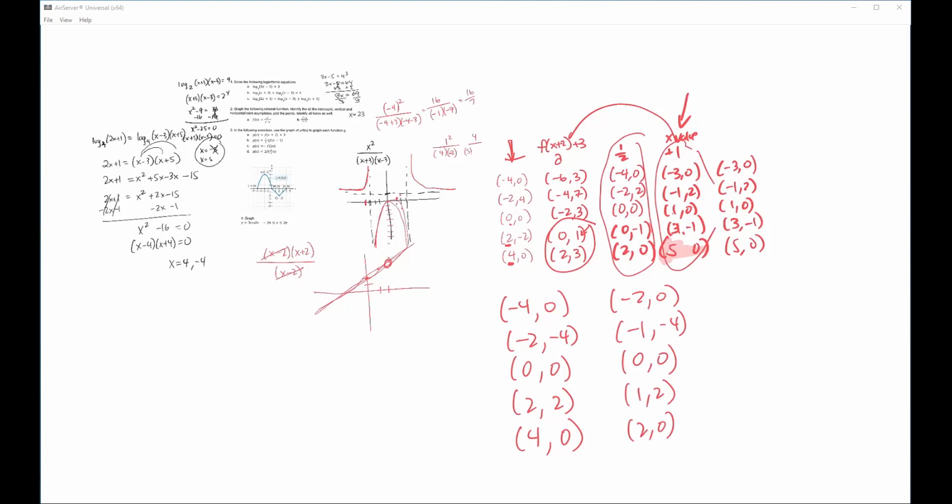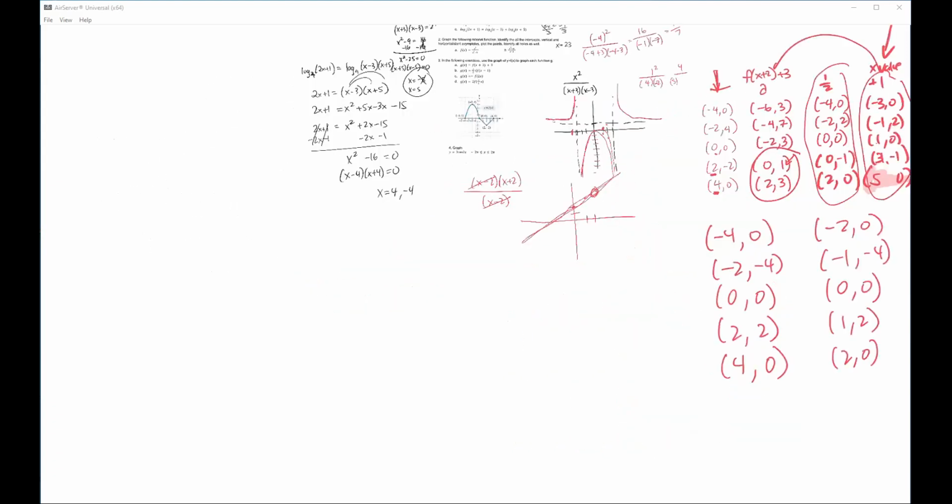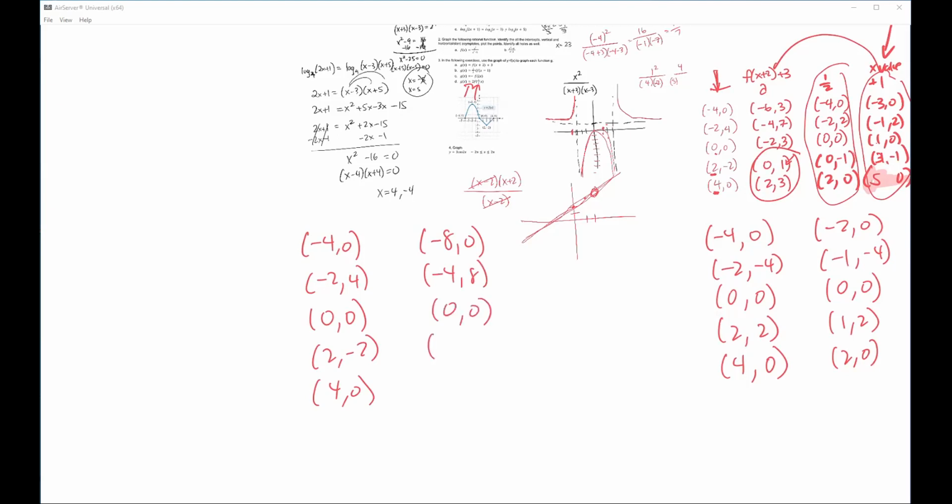And then letter D, we have, okay, let me put the numbers here: negative 4, 0, negative 2, 4, 0, 0, 2, negative 2, and 4, 0. We're doing two things. We're multiplying the y value by 2, and we're multiplying the x value by 2 as well. We good? All right, so just multiply everything by 2. So it'll be negative 8, 0, negative 4, 8, 0, 0, 4, negative 2, negative 4, and 8, 0. Cool? All right, any questions on that?